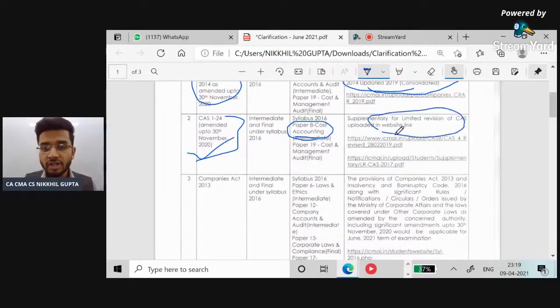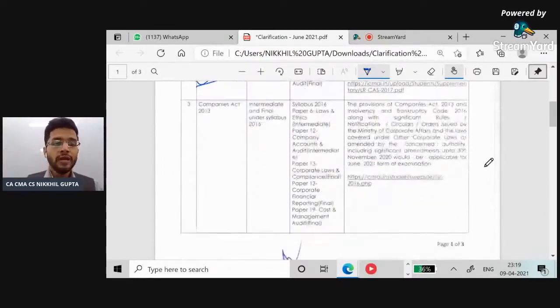Supplementary for limited revision of CAS. Okay, so the limited revisions in some of the CASs which have happened pursuant to the IFRS. IFRS terminology has been aligned with the costing terminology. That alignment has been done by limited revisions of cost accounting standards. They are also applicable for your June 21 attempt.